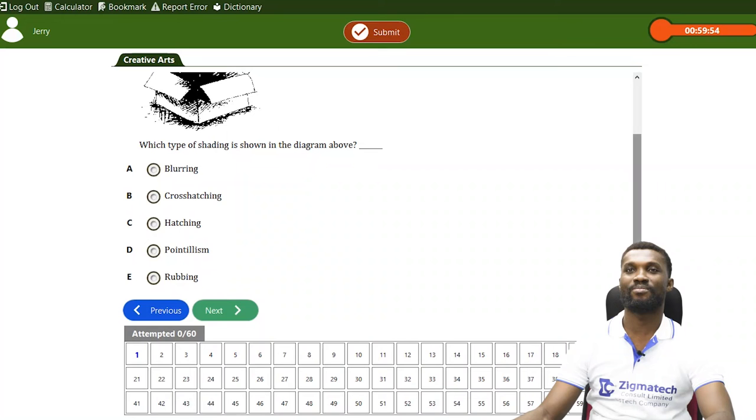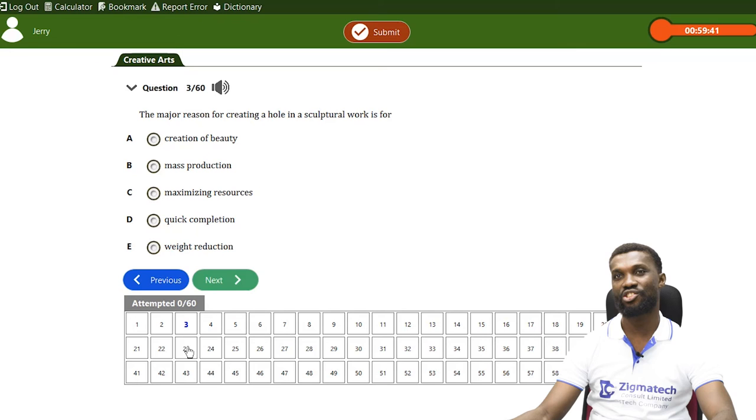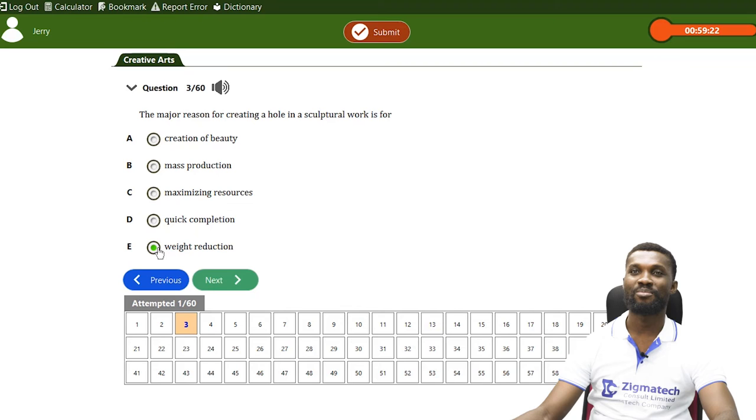Okay, let's try question number three. The major reason for creating a hole in a sculptural work is for dash: creation of beauty, mass reduction, maximum resources, quick completion, and weight reduction. So why do you think they create holes in sculptural works? It's to reduce the weight. So it's for weight reduction. So if you choose E, that's a beautiful answer, and then you're correct.